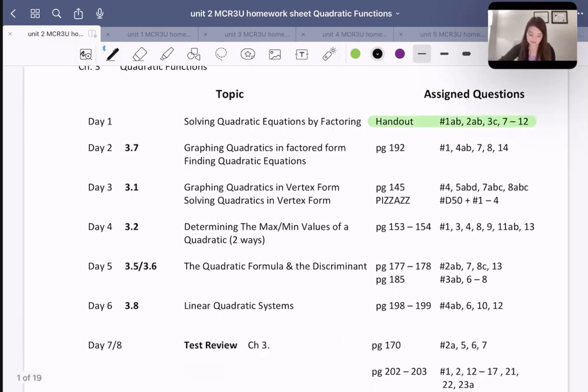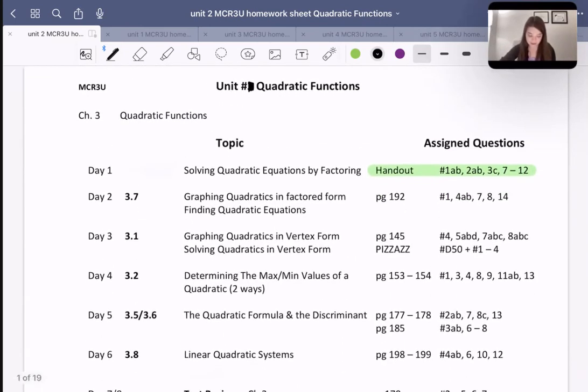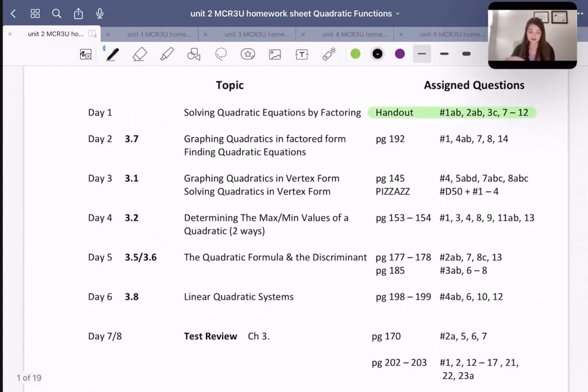Here are the different topics we're going to be discussing throughout this quadratic functions unit. Now, today we're just going to focus on the day 1 topic of solving quadratic equations by factoring, but you can take a quick look at all the other days as there are many other topics that we will cover in this course. All right, well, let's go ahead and get into it.